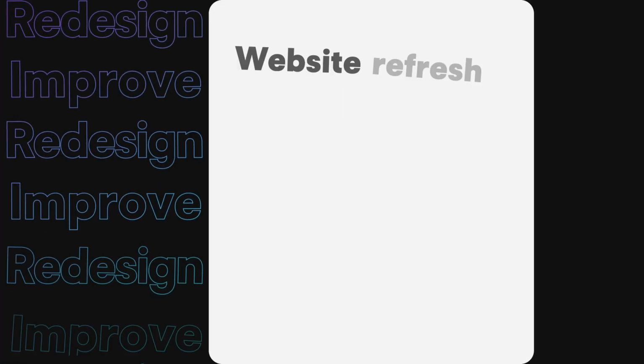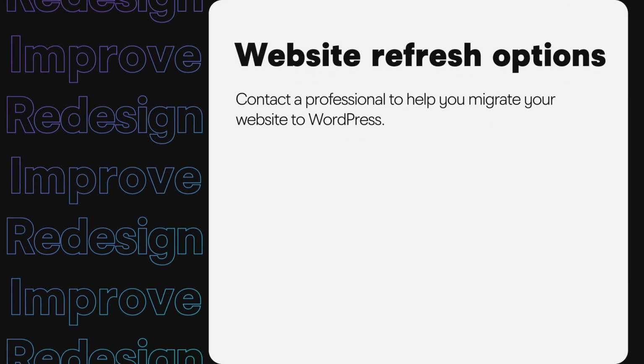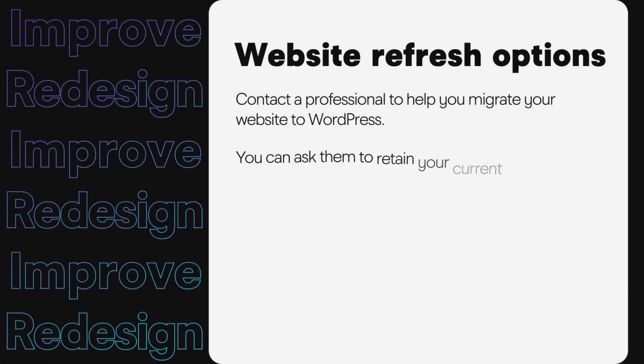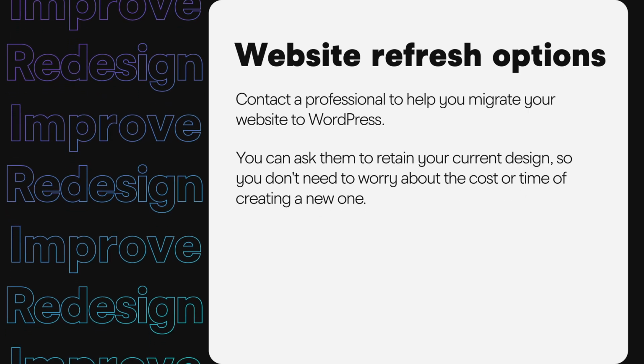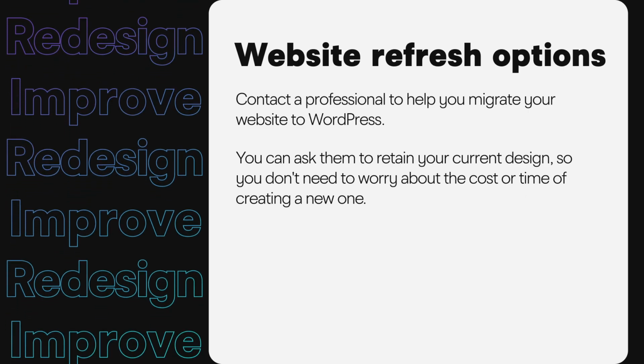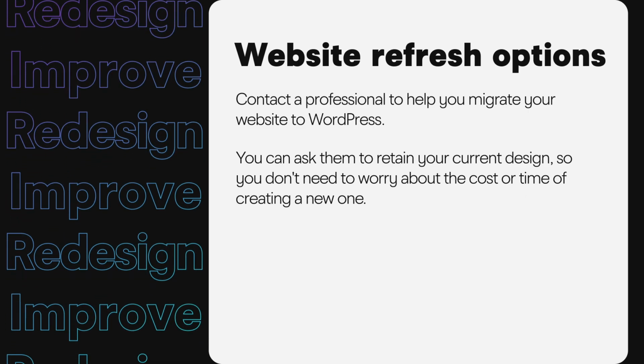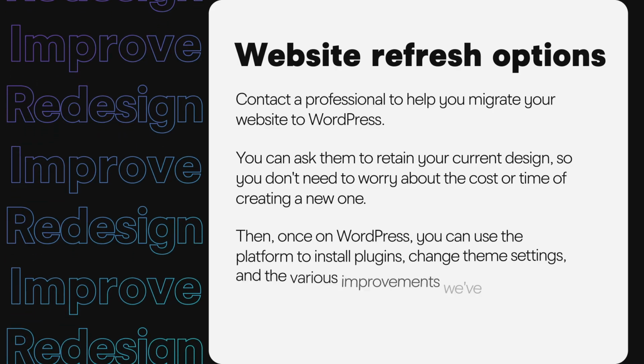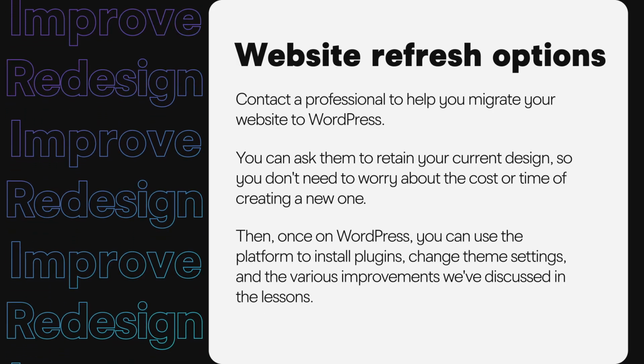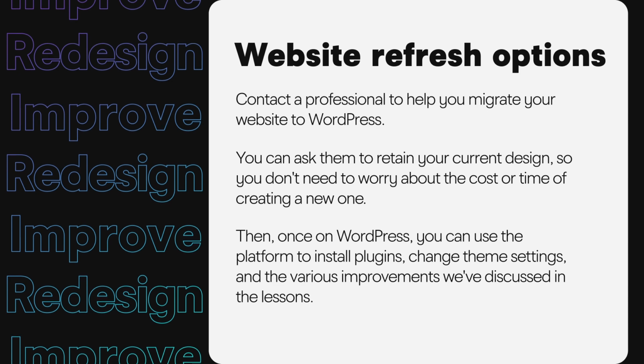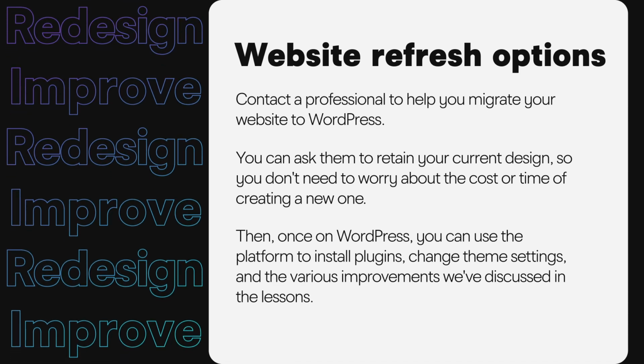The last option is to contact a professional to help you migrate your website to WordPress. You can ask them to retain your current design, so you don't need to worry about the cost or time of creating a new one. Then, once on WordPress, you can use the platform to install plugins, change theme settings, and make the various improvements we discussed in lessons so far.